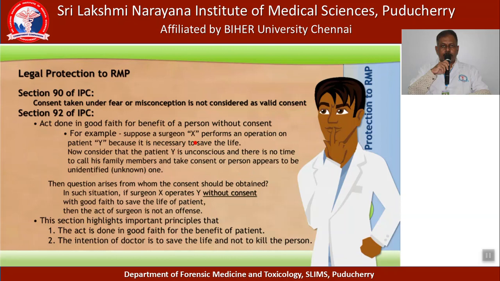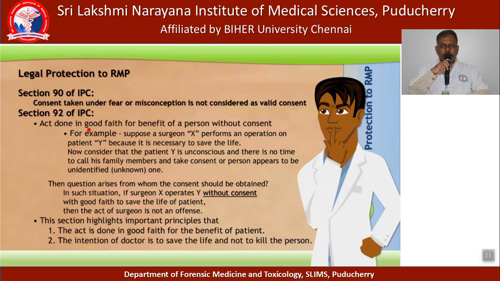That is an example. Suppose a surgeon X performs an operation on Y because it is necessary to save the life. Now consider that Y is unconscious. He is unable to give consent. No relatives, no time. You have to save him, so in good faith you can save the life. You can go ahead, but here you should take a colleague's opinion. Even if not available, if you are alone, take your time. Time is very important. Golden period, you have to say that.